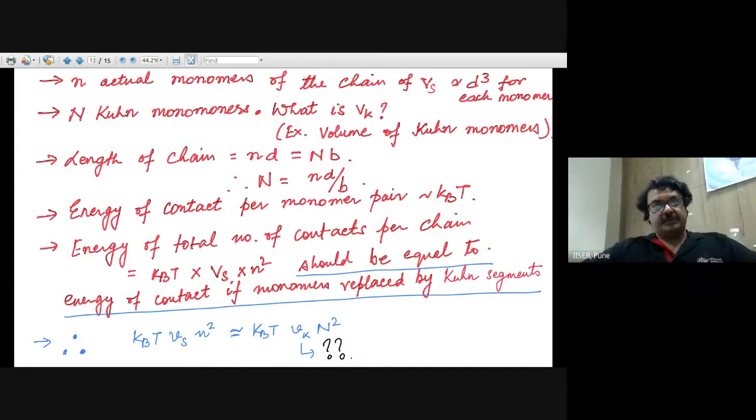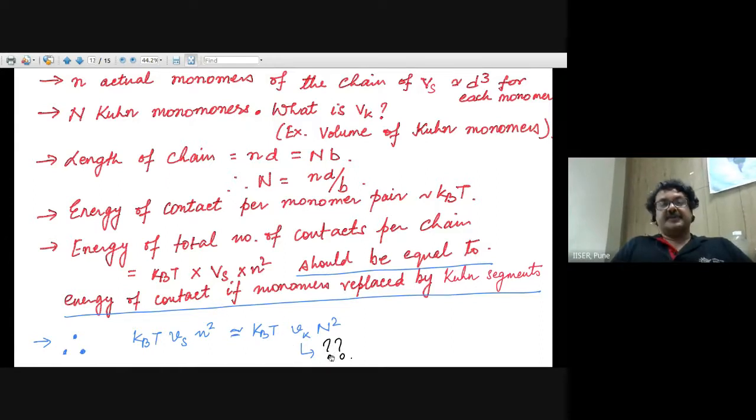You have a real polymer in a solution, and the energy of contact is what it is. And it cannot depend upon description, the way you choose to describe the polymer, right? So as a consequence, kBT into Vs into n square, which is the energy of contact of real monomers, will be equal to kBT into the excluded volume. You have Vs here, excluded volume, and this is what we are after.